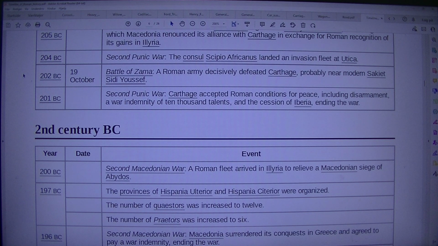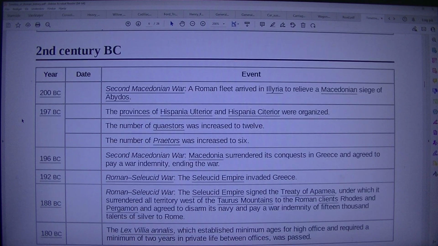201 BC. Second Punic War. Carthage accepted Roman conditions for peace, including disarmament, a war indemnity of 10,000 talents, and the cession of Iberia, ending the war. 2nd century BC. Year, date, event. 200 BC. Second Macedonian War. A Roman fleet arrived in Illyria to relieve a Macedonian siege of Abydos.